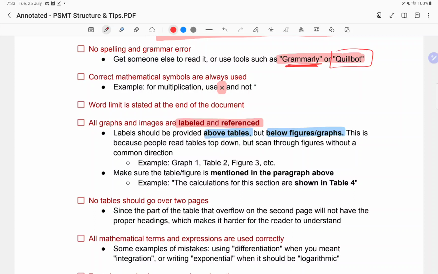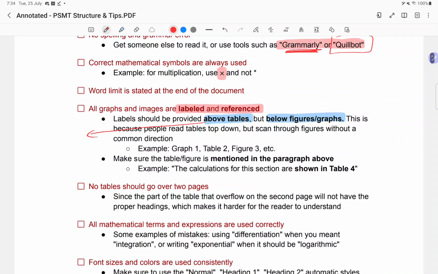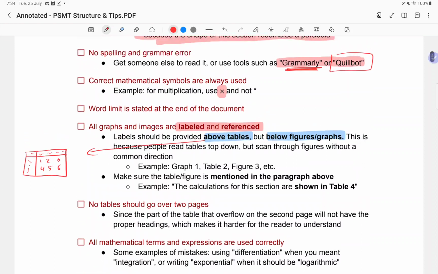So labels are above tables. Why? Because when you read a table, you read from top to bottom. You read some labels here, and then labels here, and then a number. With a graph, you read the labels at the axis first. Not quite. Not for the axis, but in general, if you have a figure with some sort of drawings, that's an image, or a figure, which is like a graph here, you look at the whole thing.